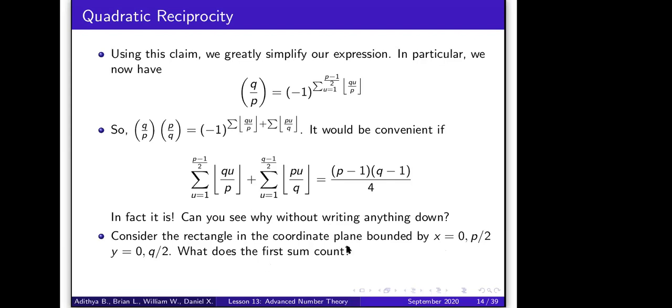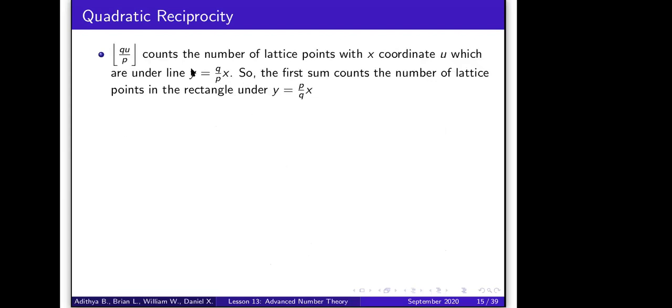So what does the first sum count? Well, what's floor of qu over p? Floor of qu over p counts the number of lattice points with x coordinate u, which are under the line y equals q over px. And since we're summing over all u between 1 and p minus 1 over 2, the first sum is going to count the number of lattice points inside the rectangle we just drew under the line y equals q over px.